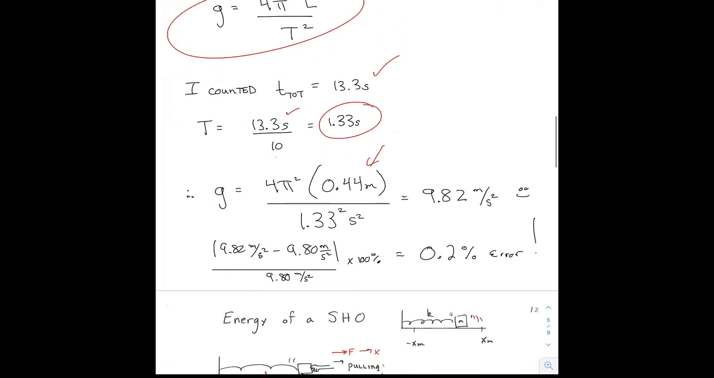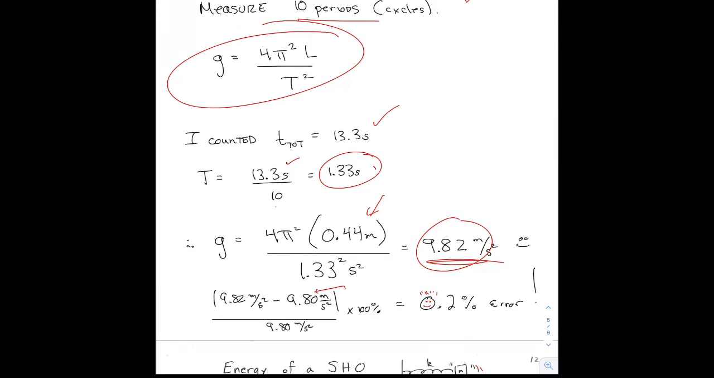I know the length of the string is about 44 centimeters. I use my stopwatch to get the period, and I get 9.82. With two sig figs, I get 9.8. If I compare the 9.82 to the 9.8, or 9.80, in the book, I get less than 0.2, about 0.2%. And then you get to put a smiley face on that.